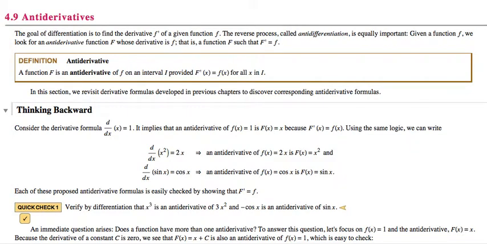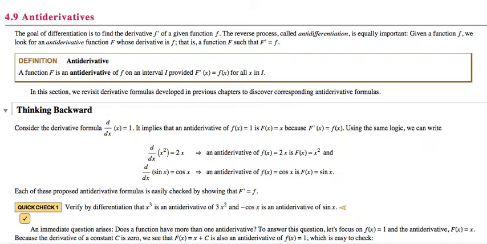Hello students. This video lecture will cover section 4.9, Antiderivatives. So this is our big transition from differentiation to integration. And so remember, the goal of differentiation is to find the derivative, or f prime, of a given function f. The reverse process, called antidifferentiation, is also equally important.